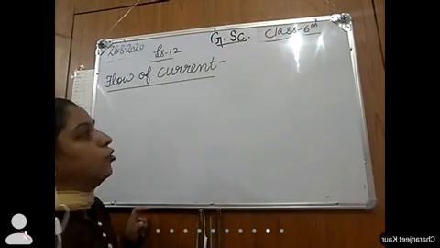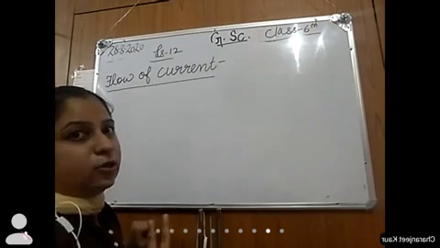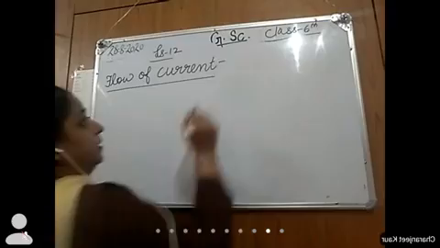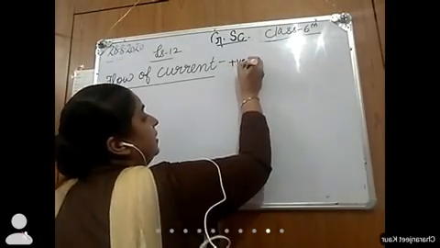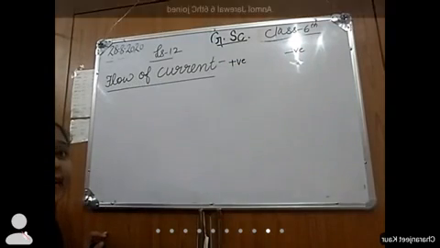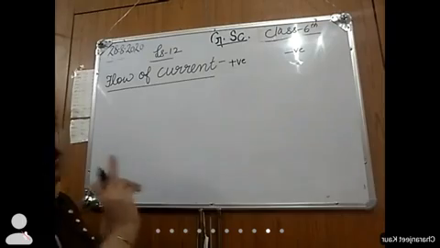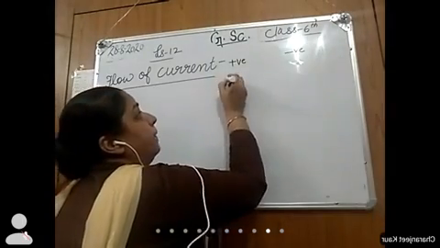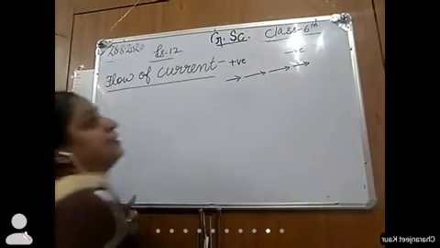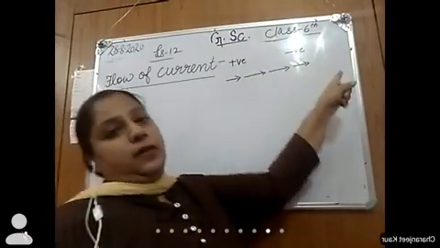On that day I told you there are two terminals always present on the cell. Positive terminal and negative terminal. How many terminals are there? Two, positive terminal and negative terminal, right? And the current always flows from positive to negative. This is the conventional flow of current.